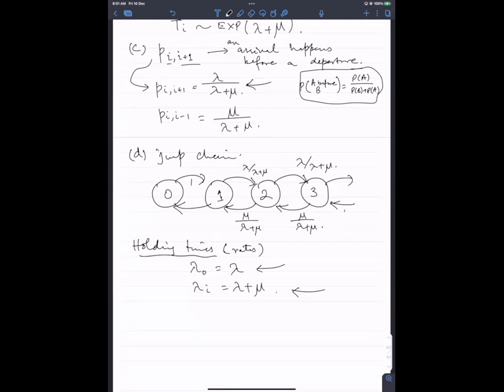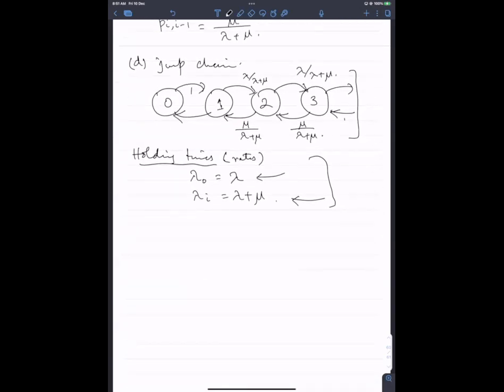So using the jump chain, you can find out the stationary distribution for the DTMC. And then using the holding times, you can find out the stationary distribution for CTMC. Another way of finding the CTMC is by using the generator matrix. Iski generator matrix kya hai, wo bhi dekh lete hain.